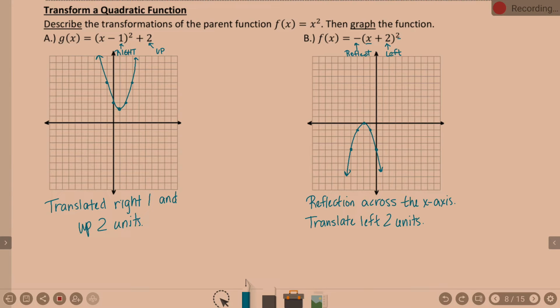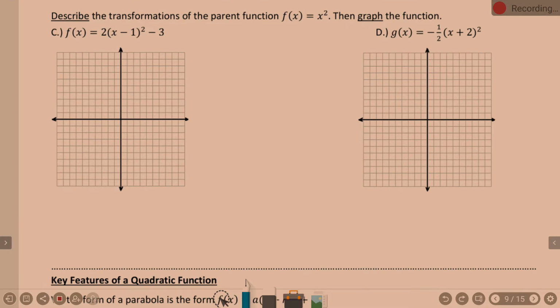Okay, we got a little bit of the basics out of the way. Keep going. C and D are on the back side. C and D, we're technically doing the same thing: describing the transformations and graphing. There'll be an extra little step here, but overall, same deal. So what do you notice about C? f of x equals 2 times x minus 1 squared minus 3. What are the pieces you can identify?